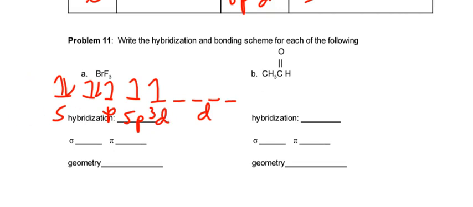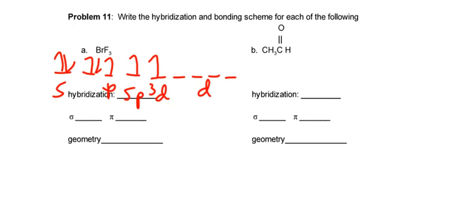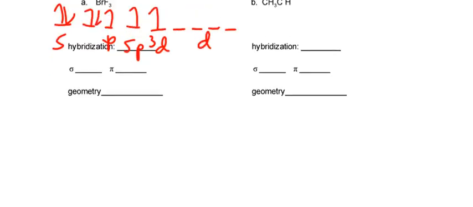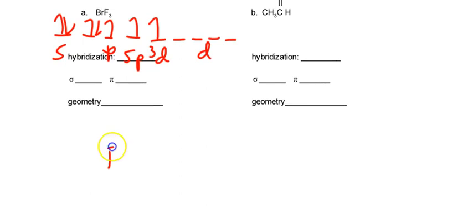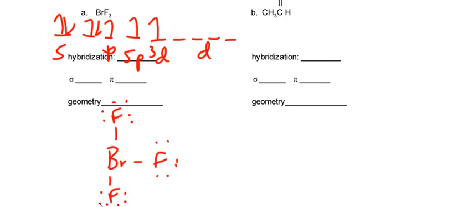Let me scroll down below so I have a little extra room here. Let me draw this. Going back to our rules, how many total electrons do we have? Well, 7 plus 21 is 28. I have 28 electrons. So here's my bromine, and here is my fluorine, and my fluorine. I'm going to put all these in here. See that? How many electrons did I use?